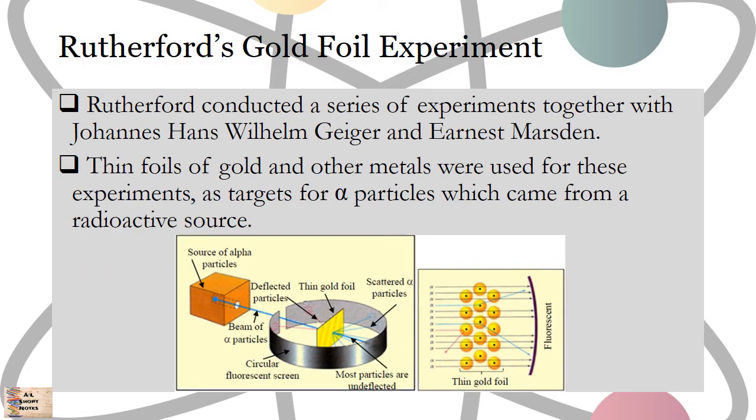Rutherford's gold foil experiment. Rutherford conducted a series of experiments together with Johannes Hans Geiger and Ernest Marsden. Thin foils of gold and other metals were used as targets for alpha particles which came from a radioactive source. What you can see in the picture is how this experiment was conducted.